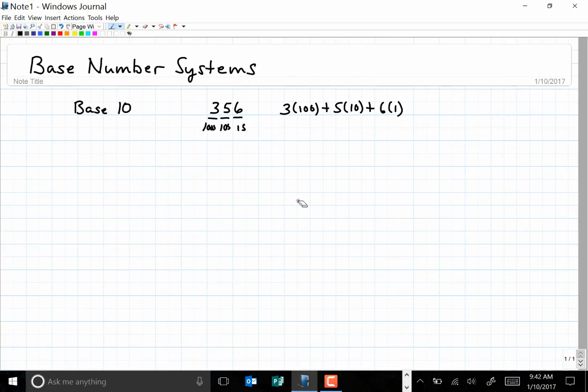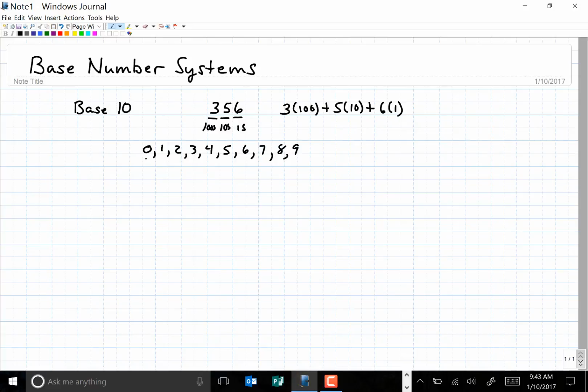So if I wanted to write a number in a different base, the digits would be powers of that base. All right, so let's look at our base in more detail. We only have 10 symbols that we can use. They are 0, 1, 2, 3, 4, 5, 6, 7, 8, and 9.